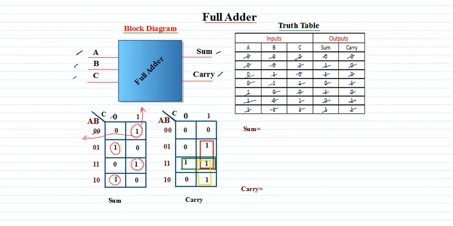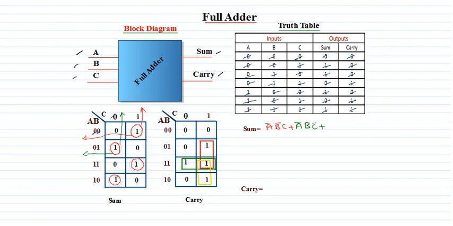Here you can see AB is taking 0 0, that indicates that A is complemented and B is also complemented. Vertically, C is taking a value 1, so that indicates that C is non-complemented. Plus for the second group, AB is 0 1 and C is 0, that indicates that A is complemented, B is non-complemented, and C is complemented.